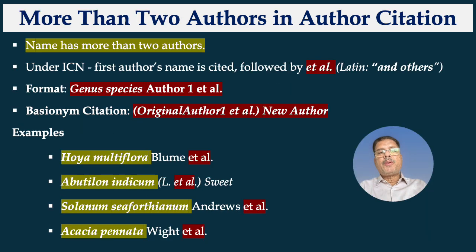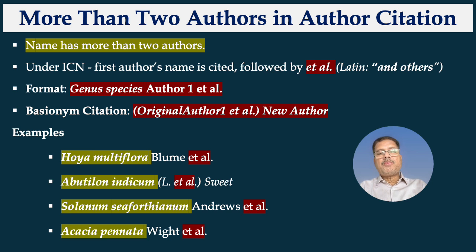When a botanical name is published by more than two authors, the International Code of Nomenclature simplifies the citation by requiring only the first author's name followed by the abbreviation et al., meaning "and others". This avoids a long, cumbersome author list while still acknowledging the collaborative work. Thus, a species name is written as the genus, the specific epithet, and the first author's name followed by et al. When a basionym is involved, the same rule applies within parentheses for the original authors before the name of the author who made the new combination.